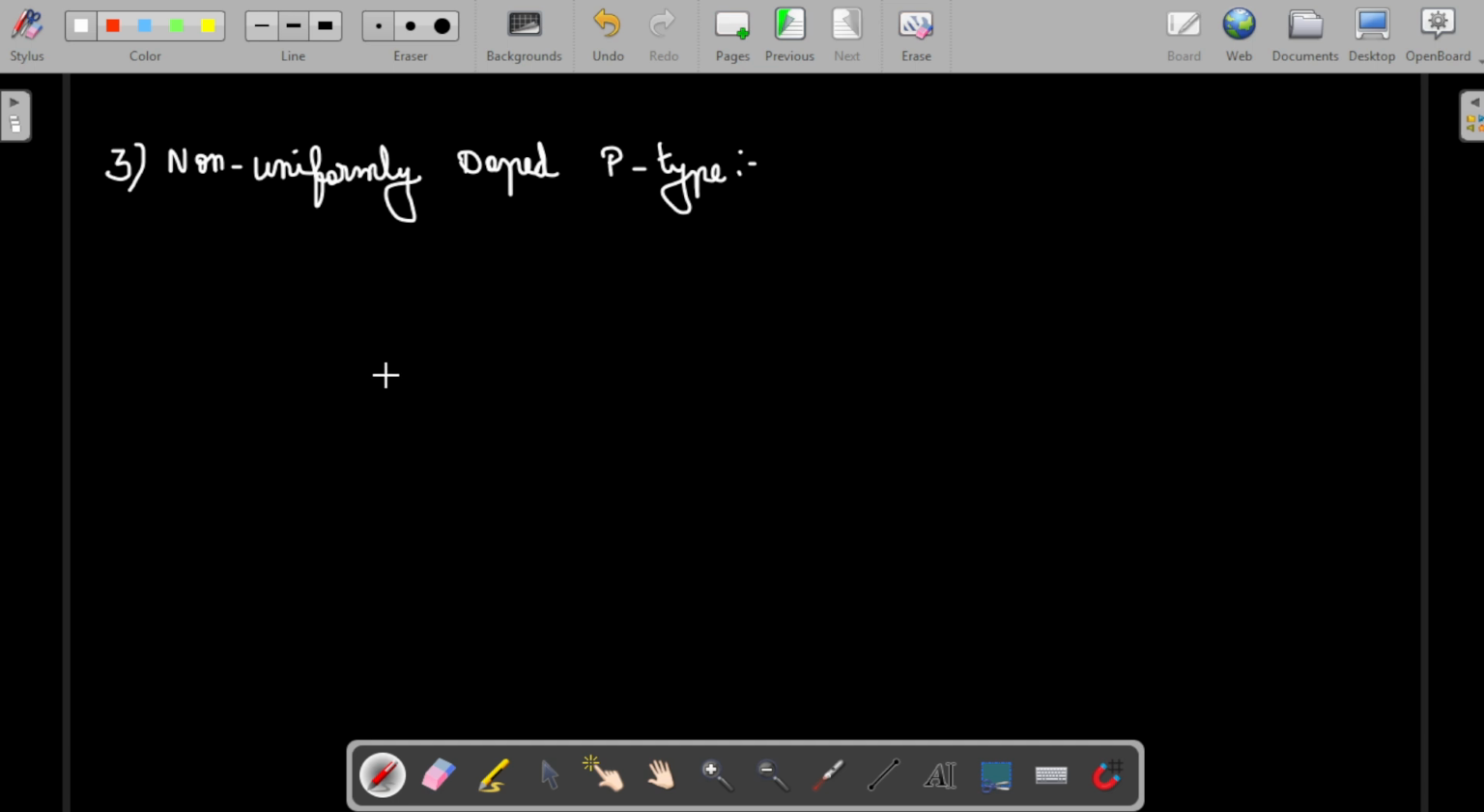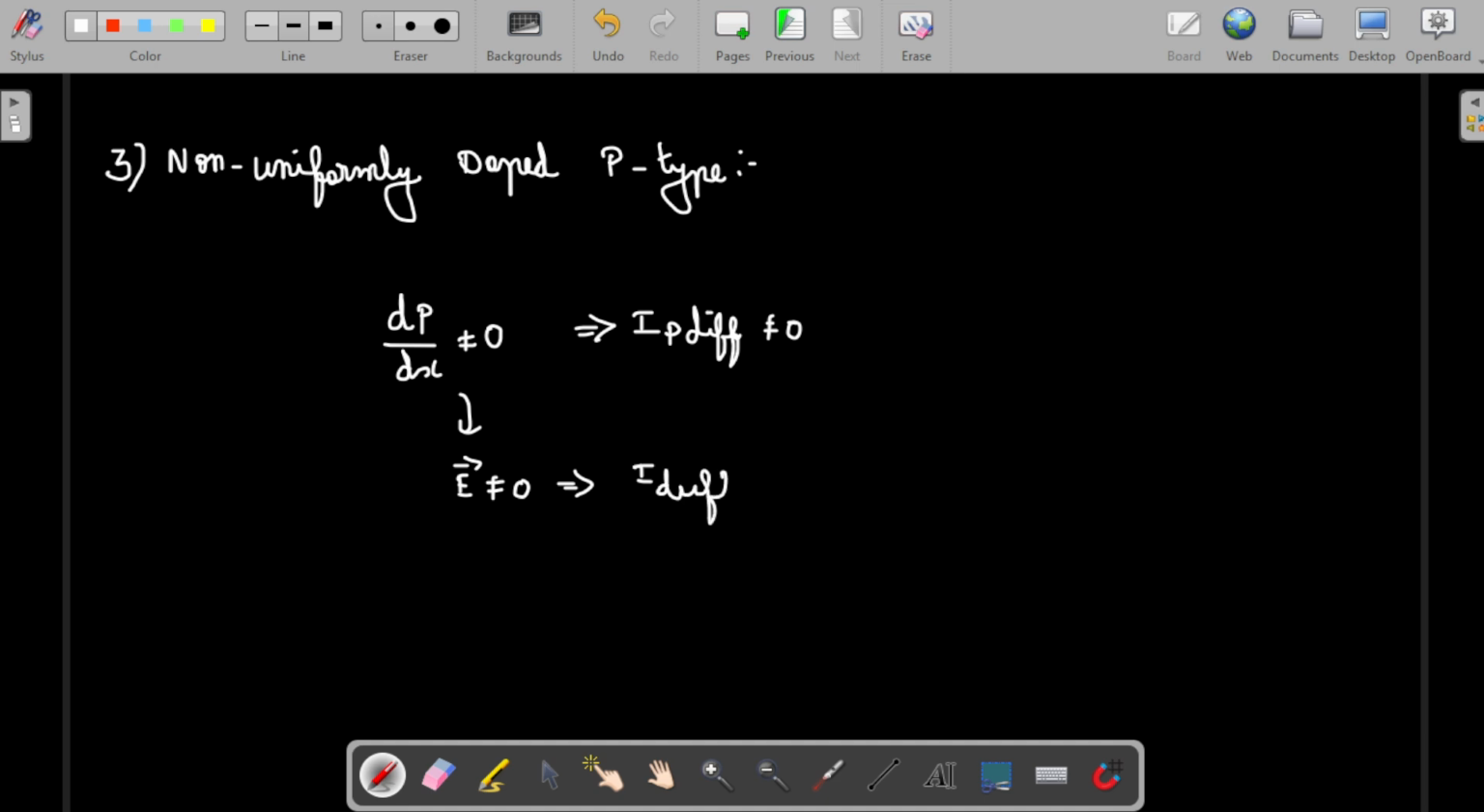Here also, based upon the condition, dp by dx will not be equal to 0. Because of that, there will be a contribution of I diffusion which will also not be equal to 0, and based on this, some kind of inbuilt electric field will be produced. Because of that, I drift will be happening. Why this is happening, we discussed in detail last class for n-type. Continuing this, I am not explaining everything, so please watch the previous lecture if you have doubts.